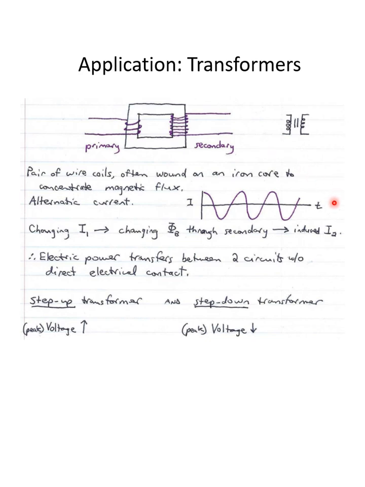So the alternating current that comes in from the left, you can see its graph right here, current versus time. As I wrote here, the changing current, I'll call it I1, leads to a changing flux through the secondary, and that leads to an induced current that I'll call I2. Therefore, electric power transfers between the two circuits. Now, there are two kinds of transformers. One is a step-up transformer, where the peak voltage gets increased going from the primary to the secondary. You get an increase in voltage.